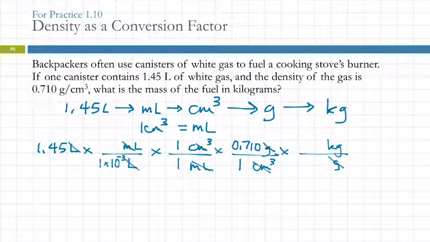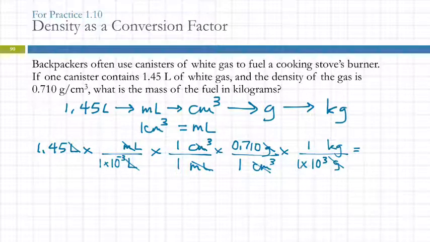What does kilo stand for? 10 to the 3. So I've got kilo on top. I want to put 10 to the 3 on the other side. I don't want kilo and 10 to the 3 together. So 1 kilogram is 1 times 10 to the 3rd grams. Now in the calculator: 1.45 divided by 1 EE minus 3 times 1 divided by 1 times 0.710 divided by 1 EE 3 equals.